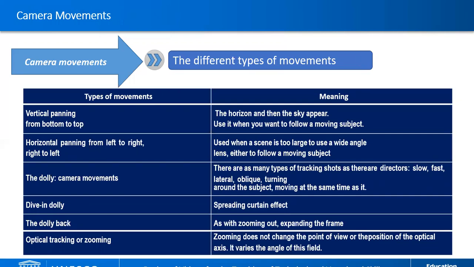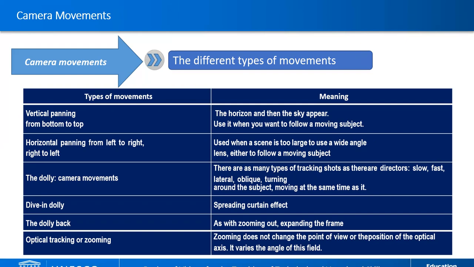Camera movements. There are different types of movements. One, vertical panning from bottom to top, which means the horizon and then the sky appear. Use it when you want to follow a moving subject. Another movement is the horizontal panning from left to right, right to left. This is used when a scene is too large to use a wide angle lens, or to follow a moving subject.